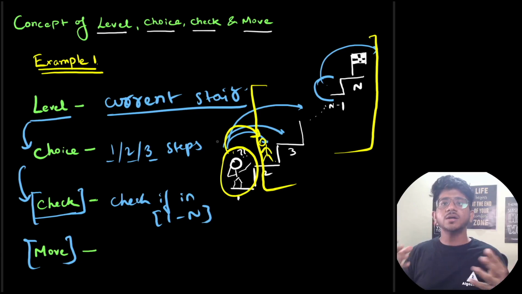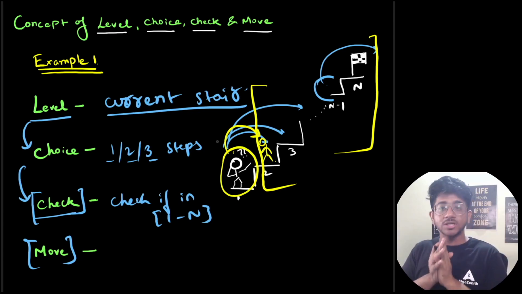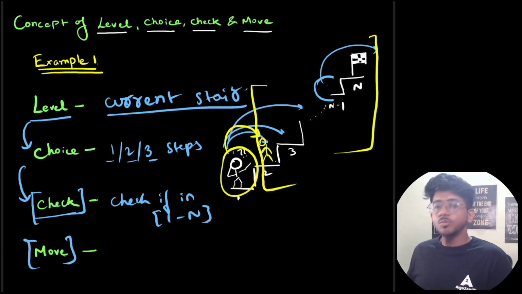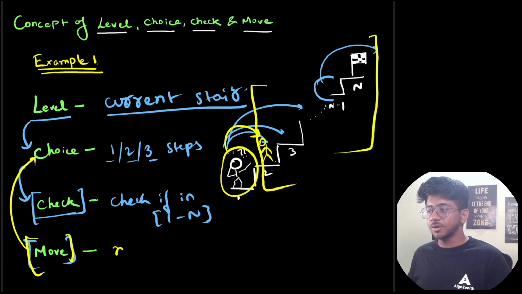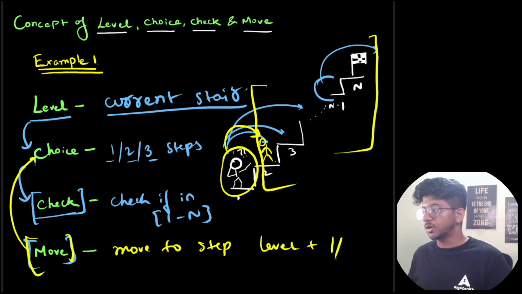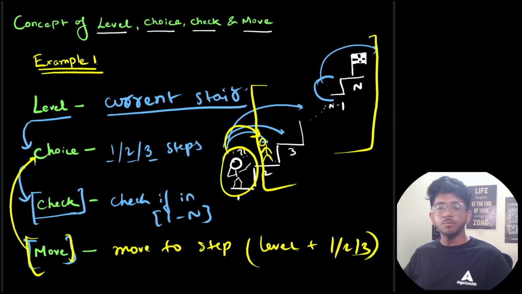While doing a recursion or a backtracking problem, backtracking means you're going to go into an option, explore that option and then come back. That's what is called backtracking. When you make a certain move, you go that way, explore that option and then come back. That is what we call a move. So exploring a choice, in this case, moving to step current level plus 1 or 2 or 3, would be one of my moves. Moving the person from this step to that and then exploring further is one of my moves. That is what we call move.